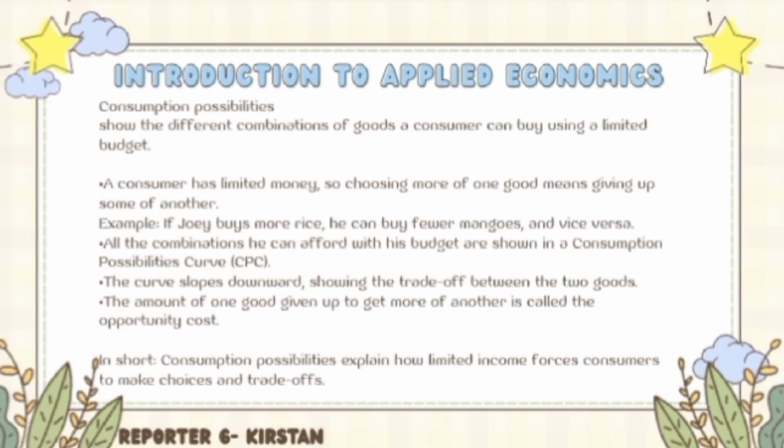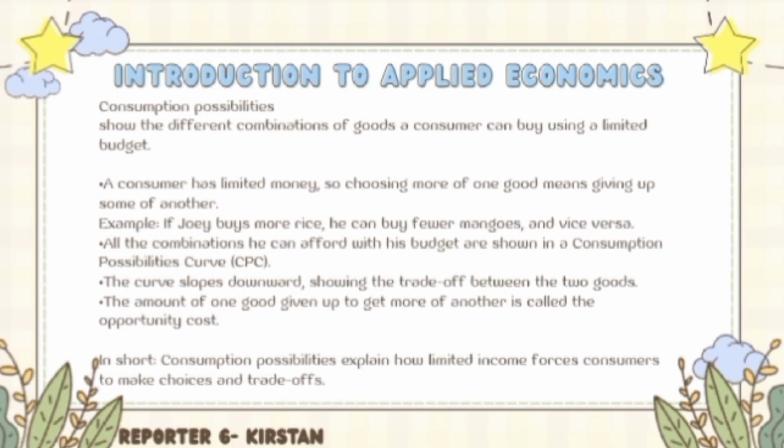So if Joey spends more money on rice, he can only buy a few mangoes. So if he buys more mangoes, he must buy less rice. It's like a trade-off: if he buys a lot of rice, he buys few mangoes. If he buys a lot of mangoes, he buys only a little rice.